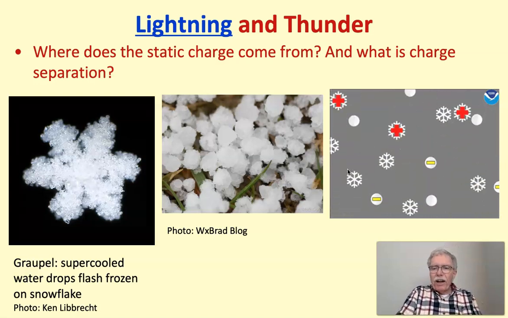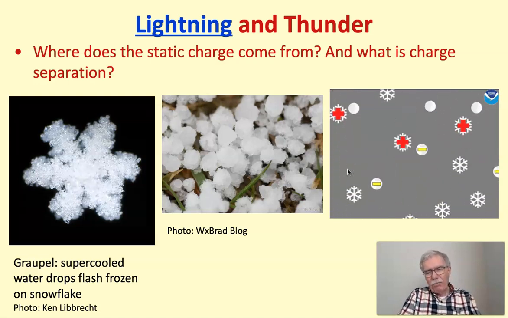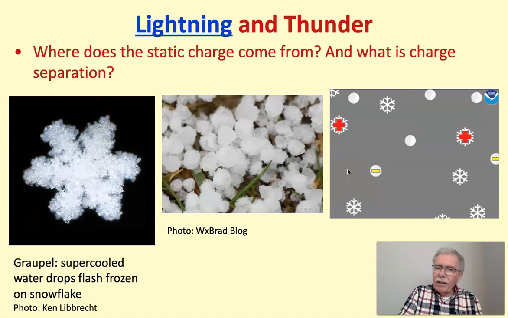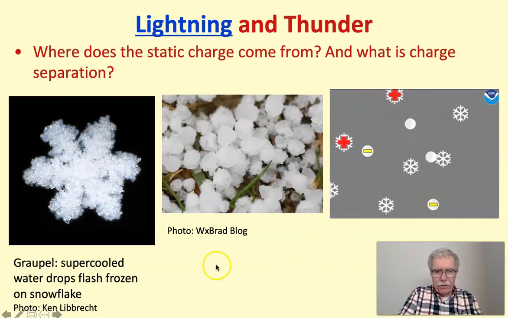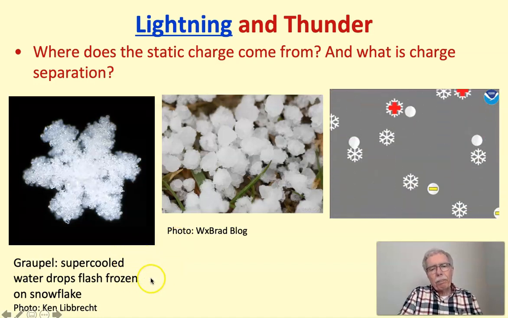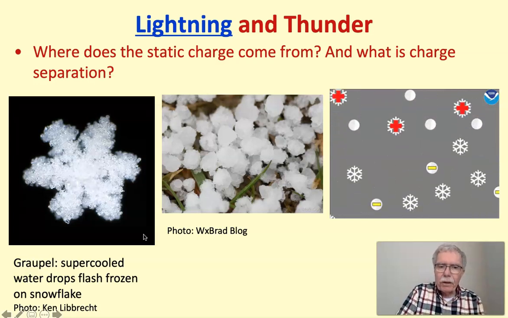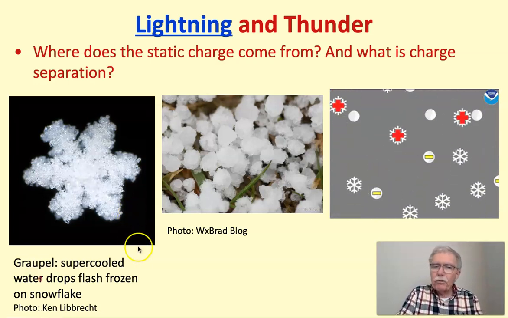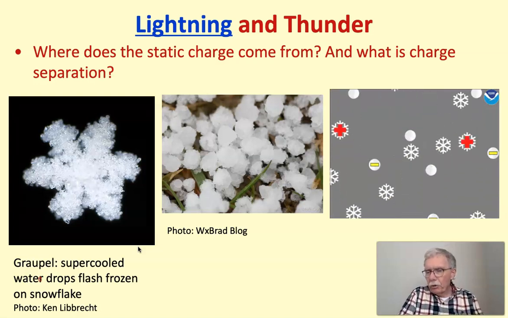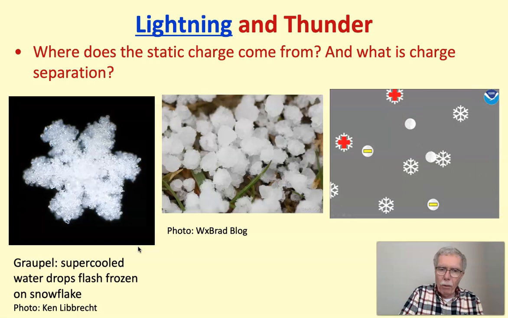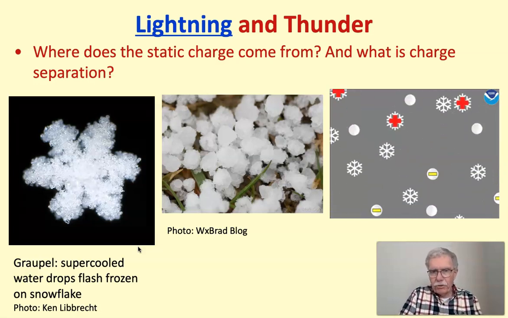So it's hard to get inside a thunderstorm without disturbing the field, and it's not a safe place to be anyway. So a lot of this is theoretical. But what you see on the left is a magnified image of something called graupel. Graupel looks like a snowflake, but it's been covered by supercooled water drops that are flash frozen on it. That's what graupel is. It is a form of solid precipitation.